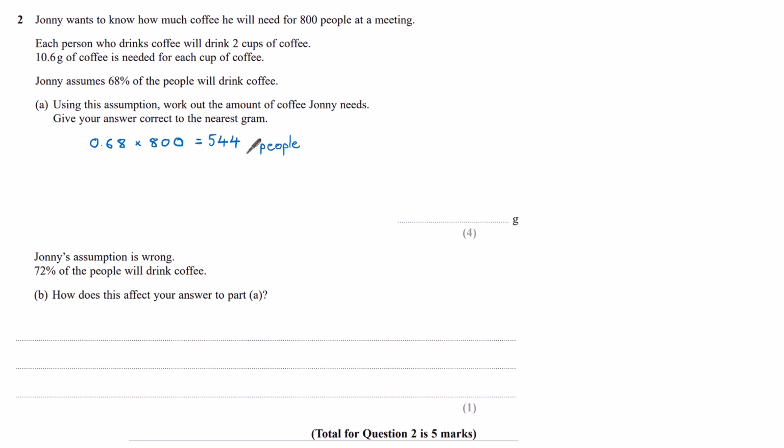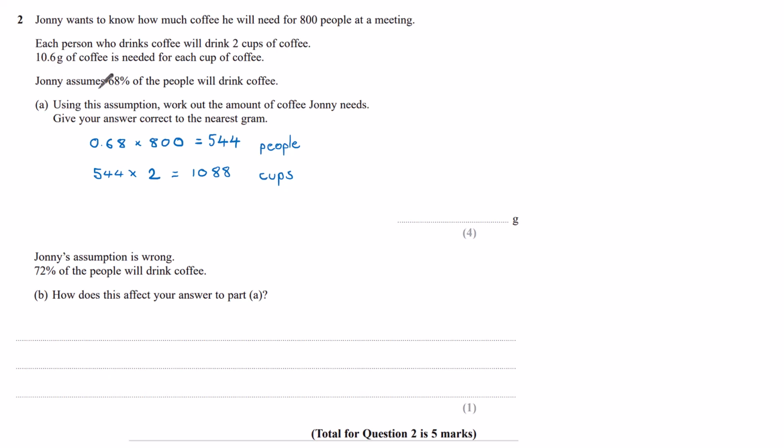And this is the number of people who are drinking coffee. Now each person, it says, will drink 2 cups of coffee. So 544 multiplied by 2 is 1088. And this is cups. It's a good idea to keep track of what these numbers represent.